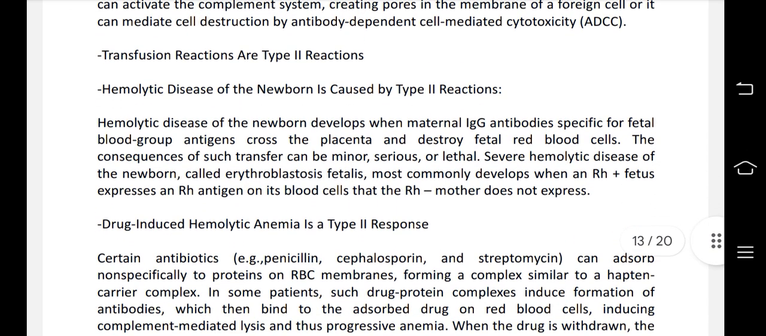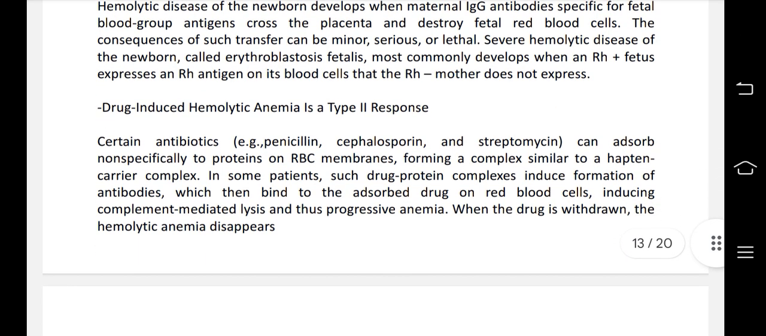Hemolytic disease of the newborn develops when maternal IgG antibody specific for fetal blood group antigens crosses the placenta and destroys fetal red blood cells. The consequences of such transfer can be minor, serious, or sometimes lethal. Severe hemolytic disease of the newborn, called erythroblastosis fetalis, most commonly develops when an Rh-positive fetus expresses an Rh antigen on its blood cells that the Rh-negative mother does not express.